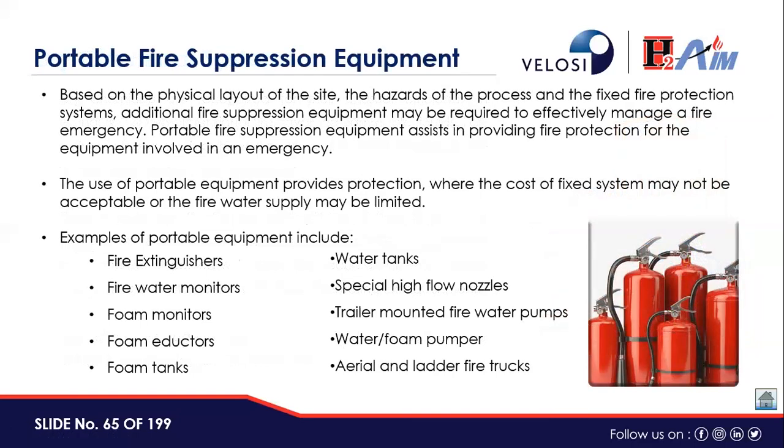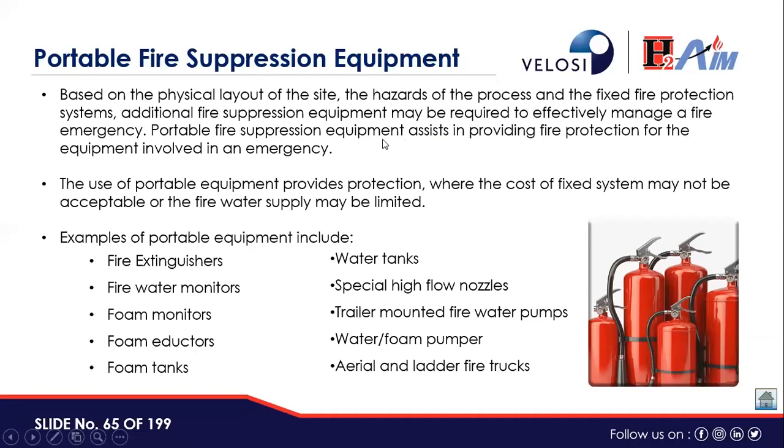Portable fire suppression equipment. There are various kinds of fire extinguishers we see all around, and this equipment includes fire extinguishers, fire water monitors, foam eductors, foam tanks, water tanks, special high flow nozzles, and so on. So portable, they could be based on size, or there are fire trucks which are carrying these fluids. When we say portable fire suppression system, there should be a proper layout based on the physical layout of the site, the hazards of the process, and the fixed fire protection system. Additional fire suppression equipment may be required to effectively manage a fire emergency.